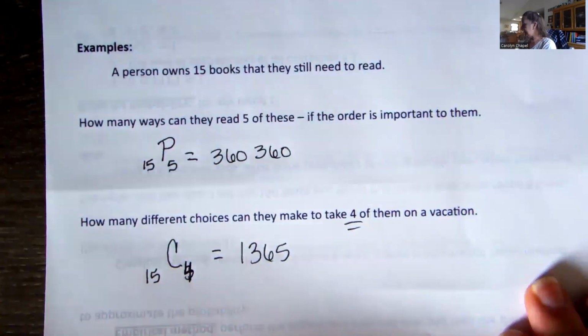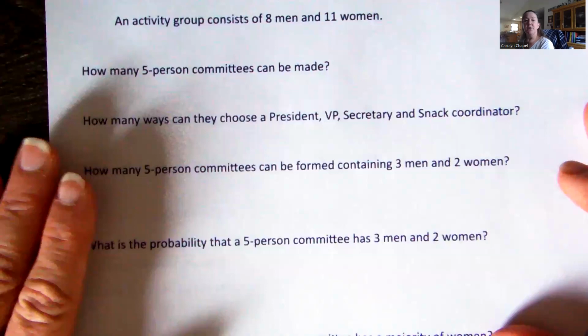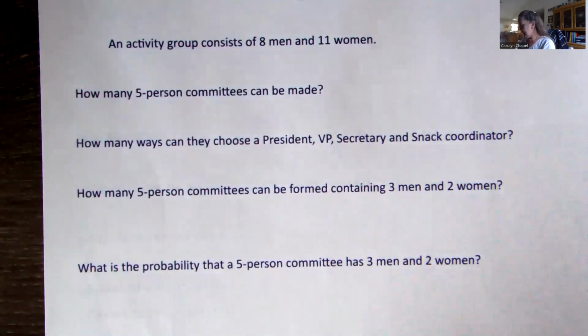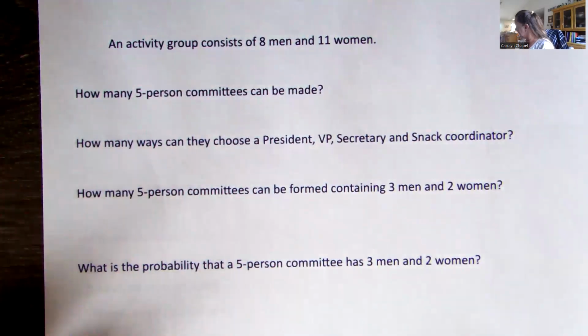All right, how are you guys doing? Hopefully we're doing all right. So let's do some more examples here. I am going to kind of go off script a little bit after I do this example.